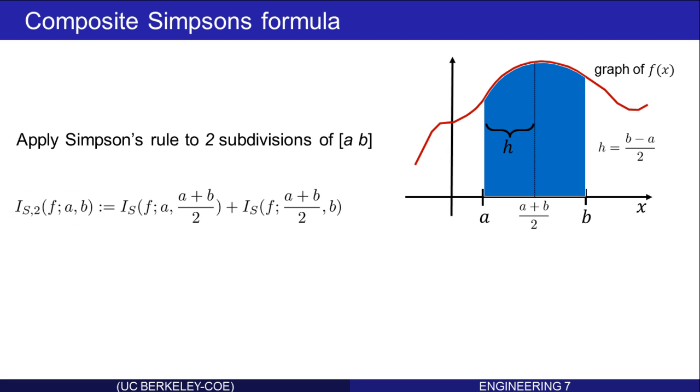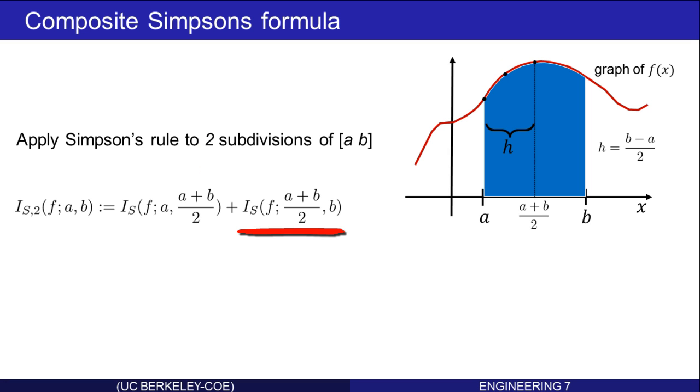Here it is. The two-subdivision Simpson formula for the integral of f from a to b is the one-division Simpson formula for f from a to a plus b over 2, as well as the one-division Simpson formula for f from a plus b over 2 to b. Focus on the first term. Remember that Simpson's formula involves three function evaluations, the two endpoints, a and a plus b over 2, as well as the middle point.